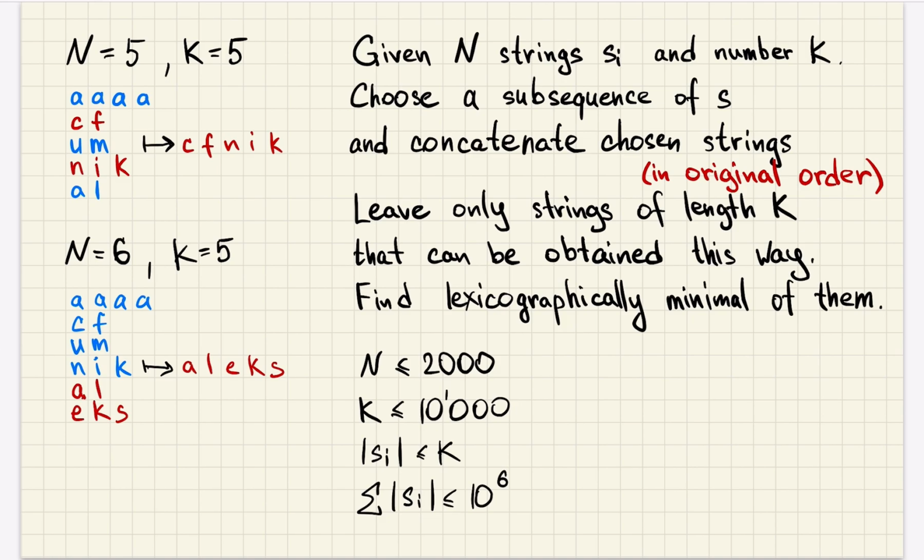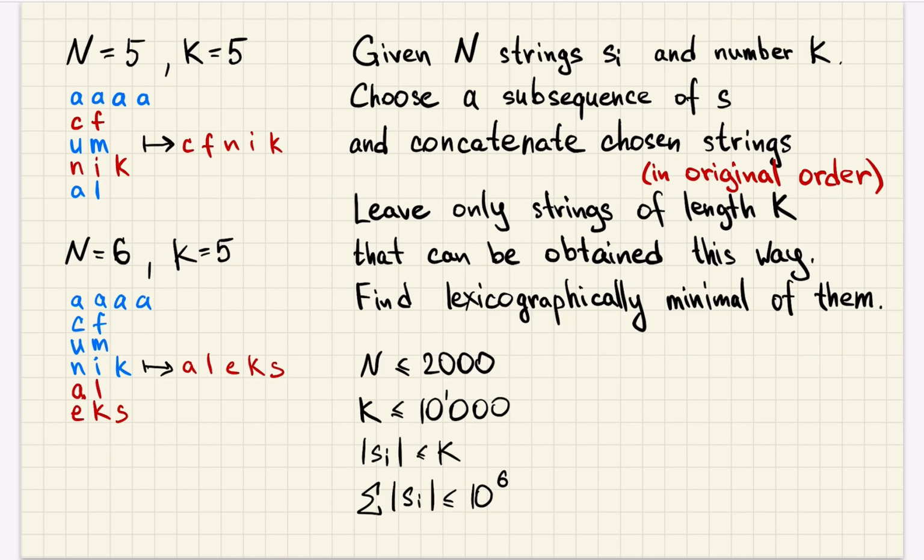N is up to 2000, k is up to 10,000. And the sum of lengths of strings is up to 1,000,000, but that's just because the input size can be much bigger than that. Some examples on the left. Not much more to say.